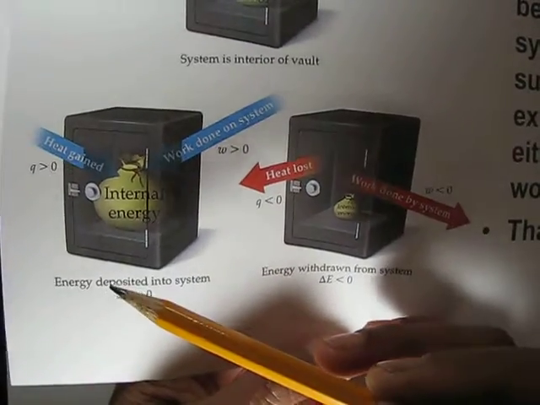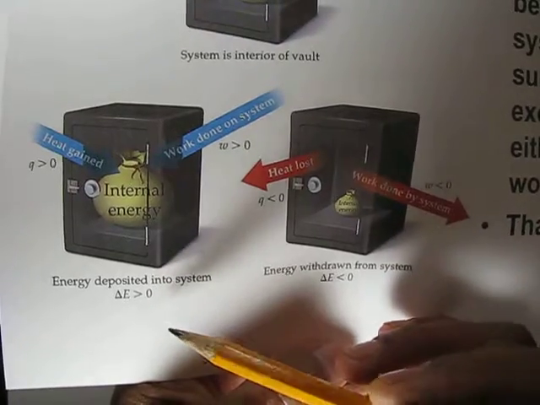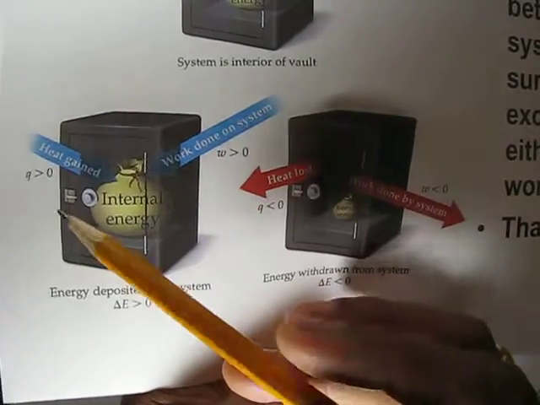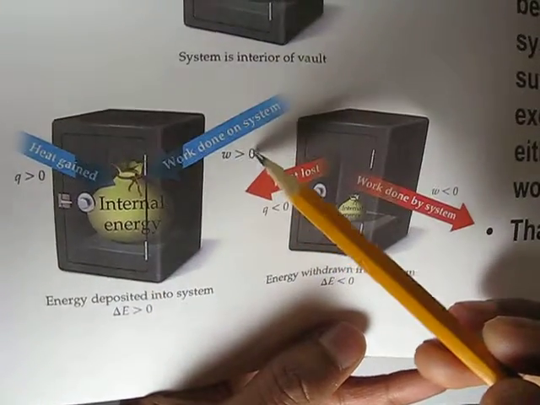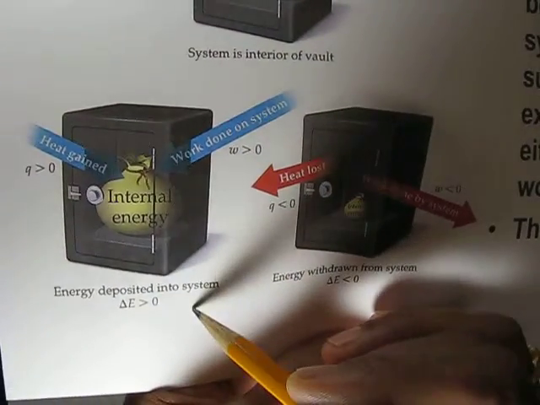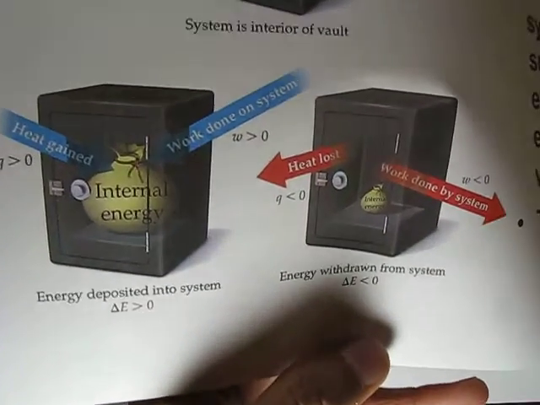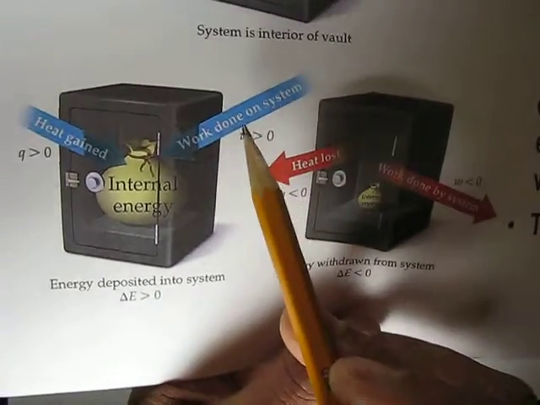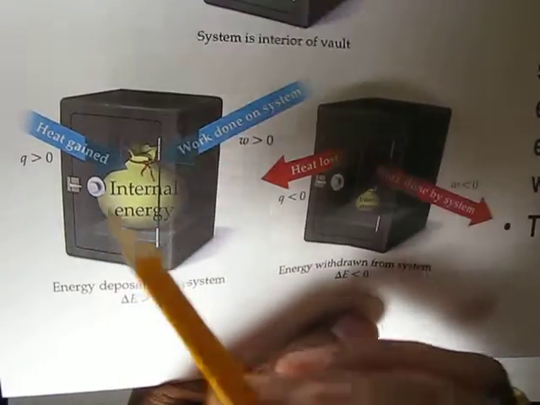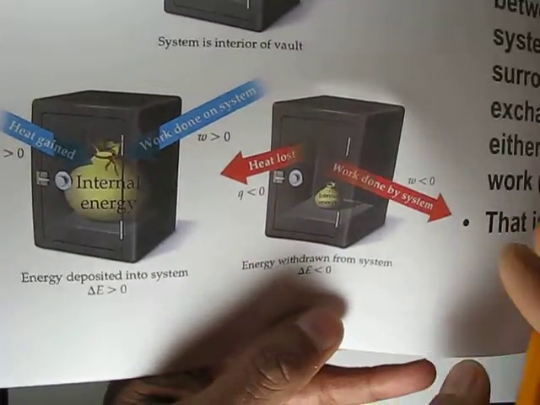In that case, energy is deposited into the system and delta E will be more than 0. Heat will also be more than 0. Work will also be more than 0. So this is called an endothermic reaction. This type of system is called endothermic because we are putting in more energy, we are increasing the heat, we are doing work on the system.